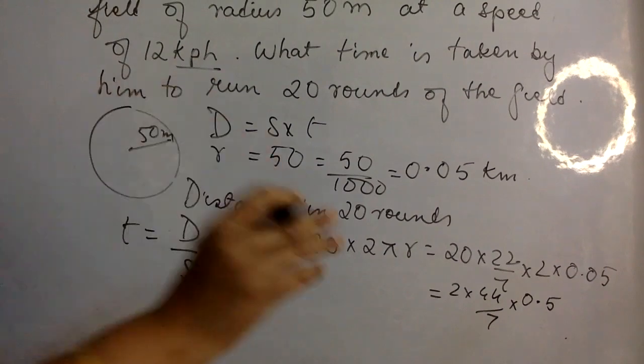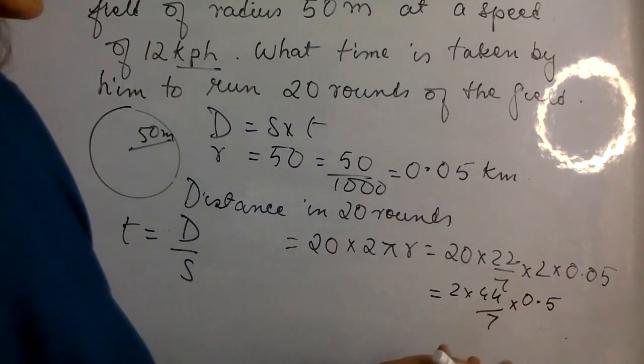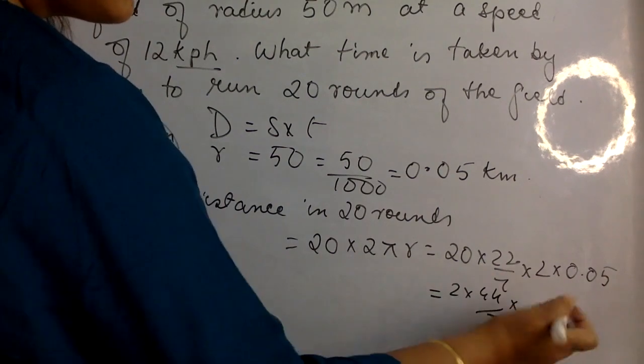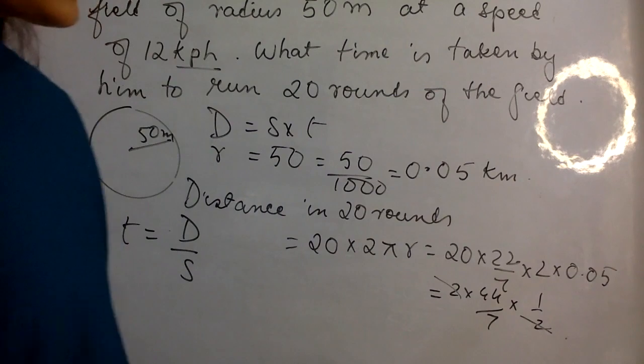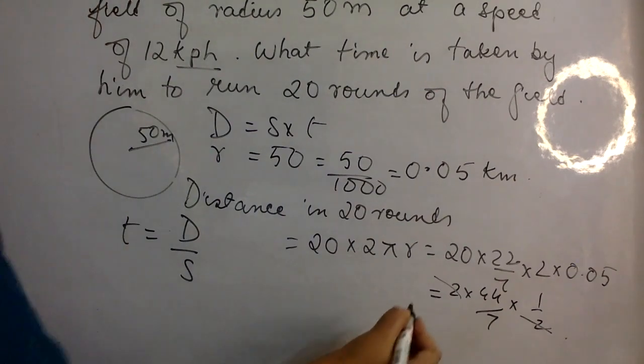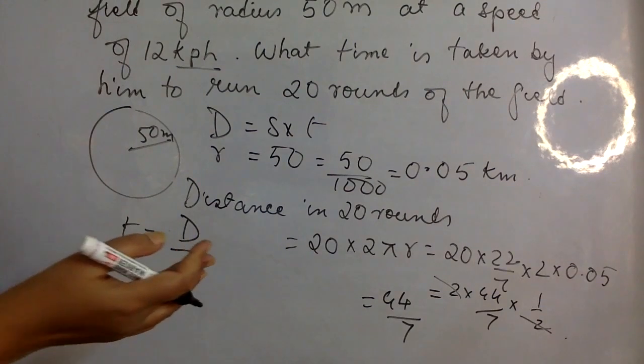Now 0.5 means a half. So I can even write a half here. So I'll write a half here instead of 0.5 because 0.5 is a half. Now cancel this. So I have reduced it to a very small thing which is 44/7, which is going to help me in my calculation.